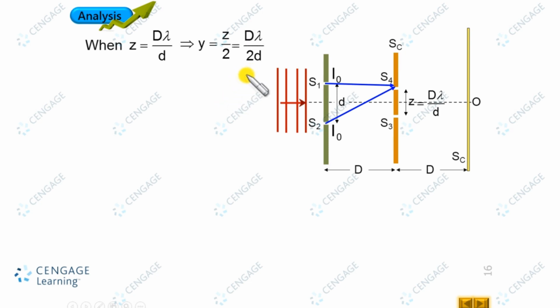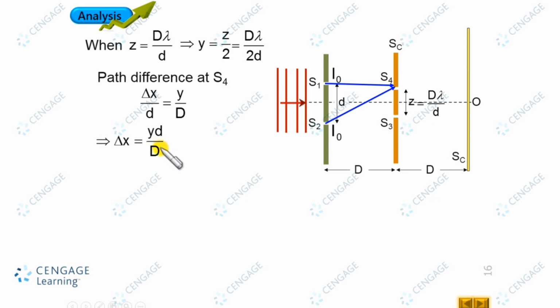Okay. Now let us calculate the intensity at this position and this position. For calculating the intensity, we need to calculate the path difference at S3 or S4. So let us calculate the path difference at S4. We have the standard relationship of Young's double slit experiment, which relates the path difference, small d, capital D and y. So we can write delta x, the path difference between these two waves, divided by small d equals y divided by capital D. Now we can write delta x equals y small d divided by capital D.